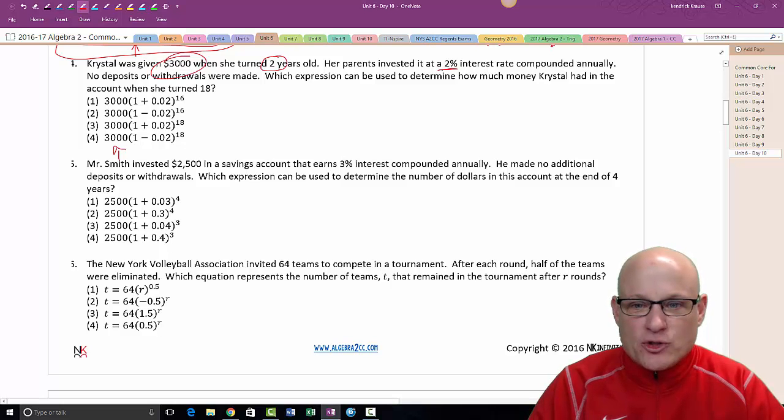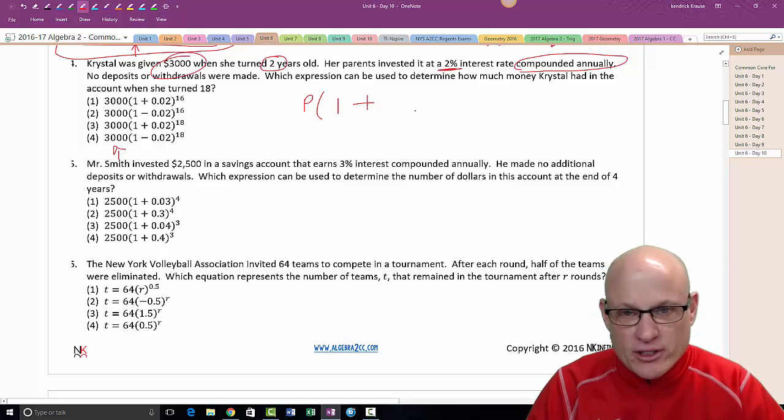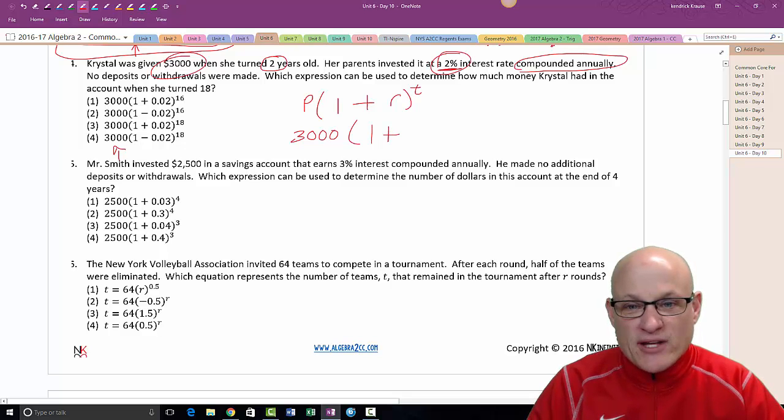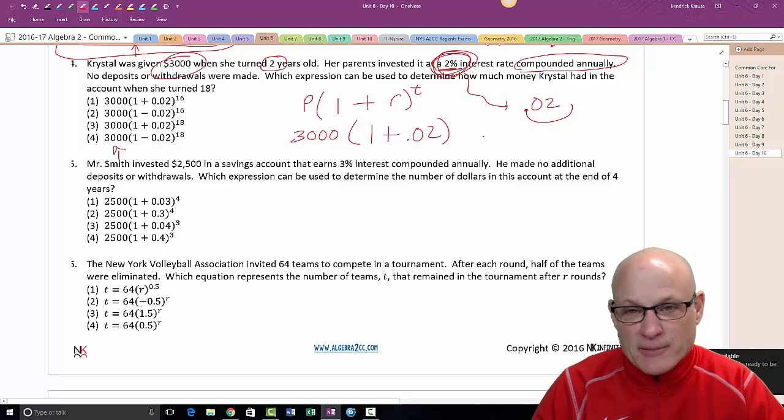Her parents invested at 2% interest compounded annually. So again, that's going to be principal times 1 plus rate, to the time. If you're investing in a bank and it's earning interest, it's going to be growth, not decay. So, started with $3,000, 1 plus 2%, if you divide by 100. Remember, anything less than 1 is going to be 0.0 something. So in this case, it's 0.02. That's 2%, because if you multiply by 100, you'd get 2. So plus 0.02. Now here's the tricky part.